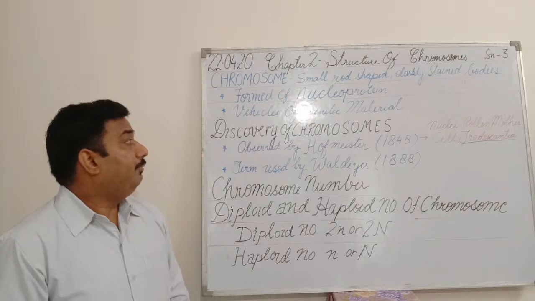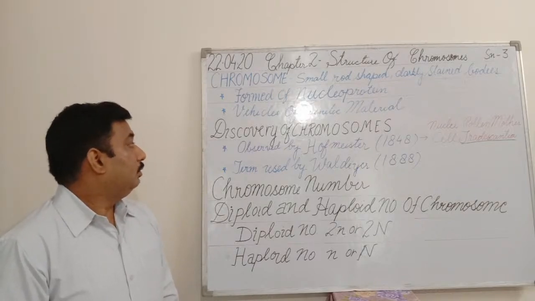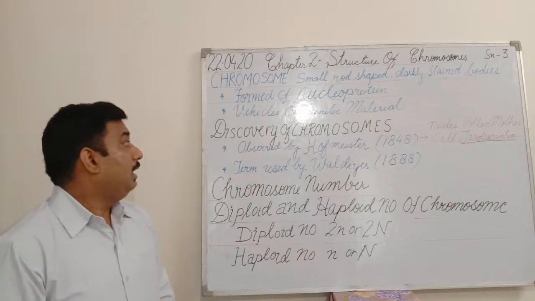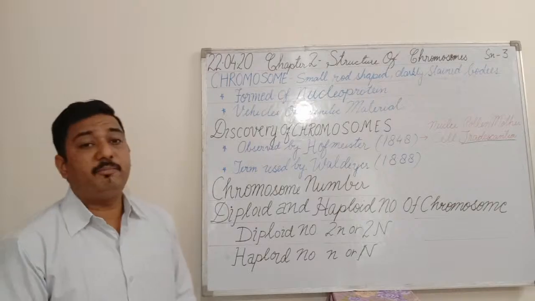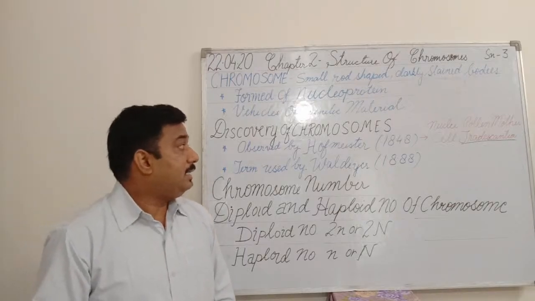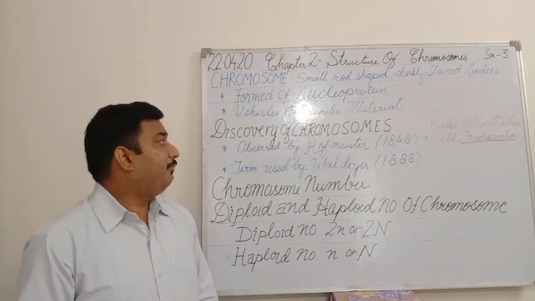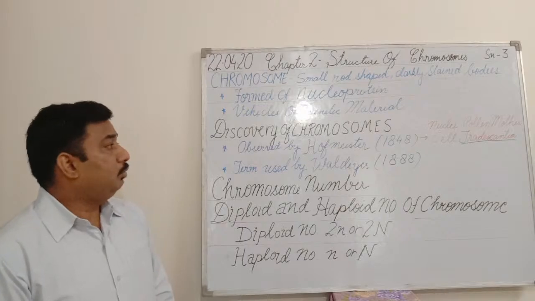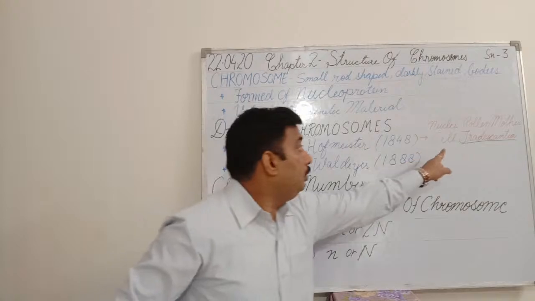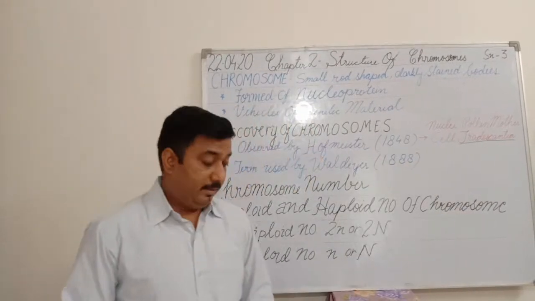Then when were chromosomes discovered? The discovery of chromosome is attributed to Hofmeister, a scientist, who first observed them in the year 1848. Where did he find the chromosomes for the first time? He found the chromosomes in the nuclei of pollen mother cells of a plant called Tradescantia.